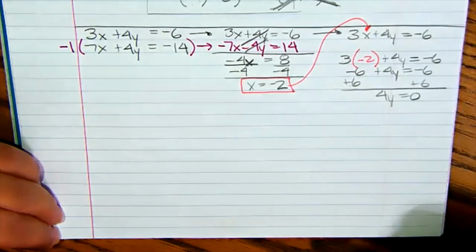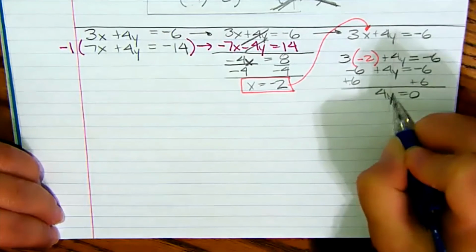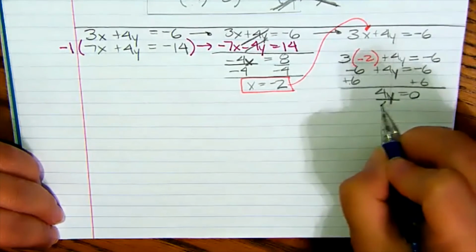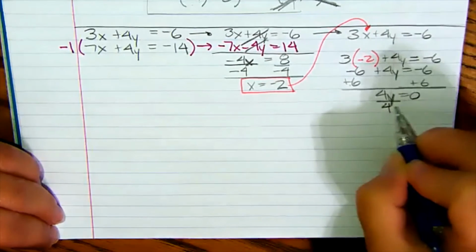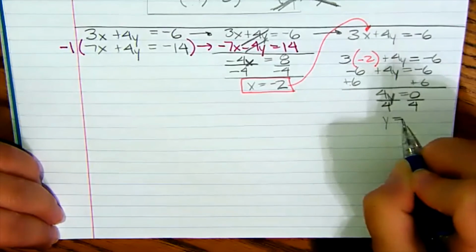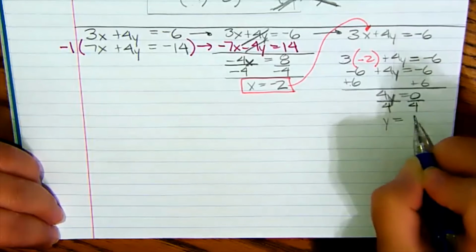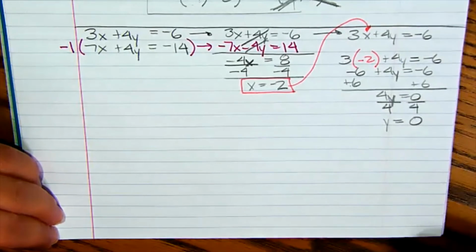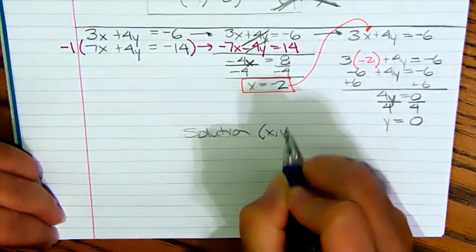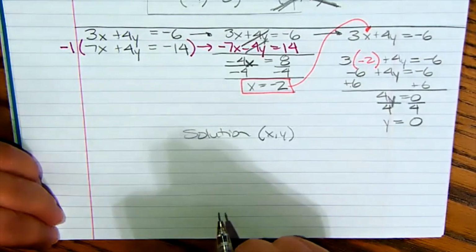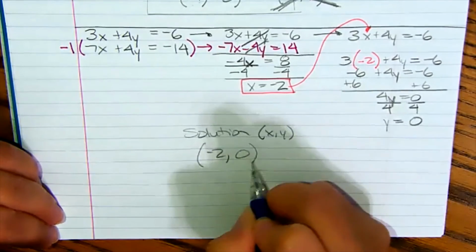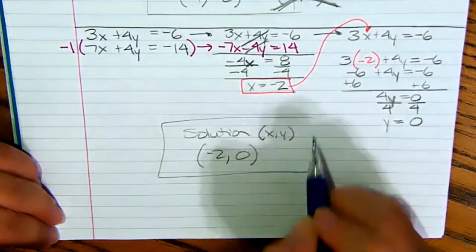4y equals 0. I need to isolate y, so I need to get rid of this times 4. I'm going to divide by 4. What I do to one side, I must do to the other. Y equals 0 divided by 4 is 0. So my solution is an xy, and order matters. My x is -2. My y is 0.